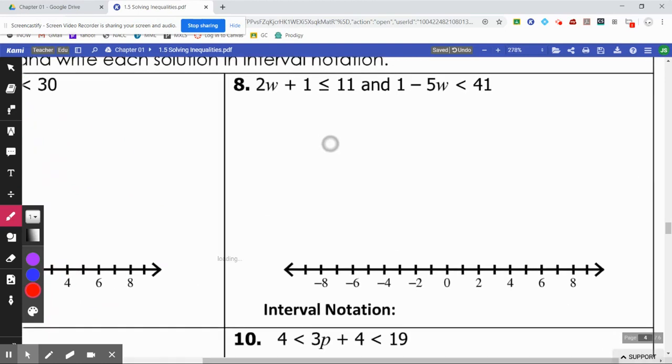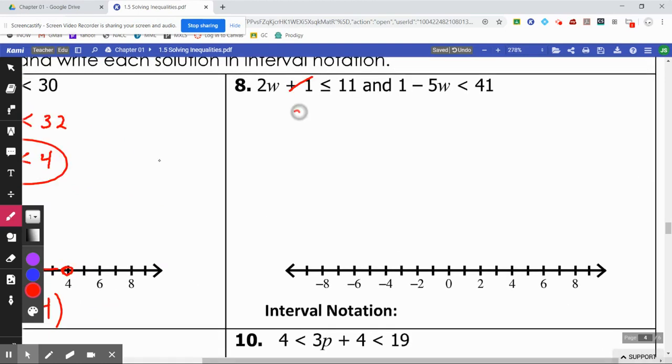Number 8. To get rid of a plus 1, we subtract it. So we now have 2w is less than or equal to 10. Divide by 2 gives you w is less than or equal to 5. To get rid of the 1, we're going to subtract 1, which gives you -5w is less than 40. We now divide by -5, so w, flip your symbol, is greater than -8.